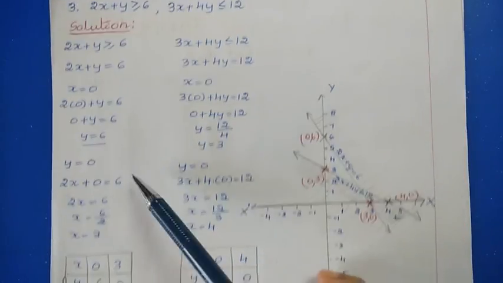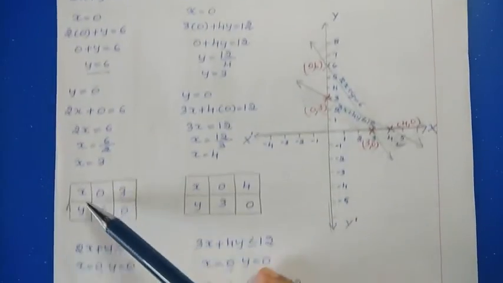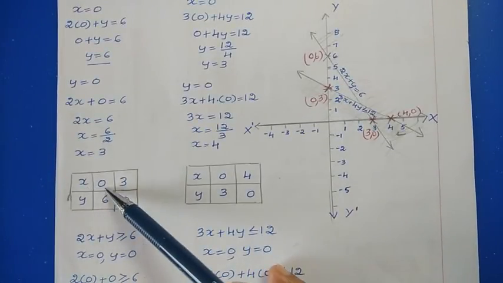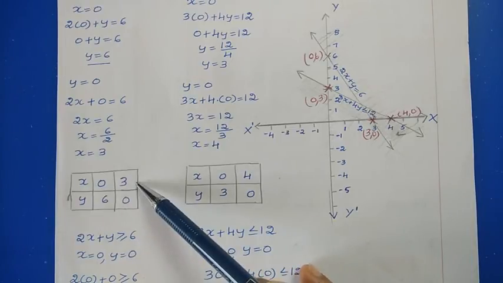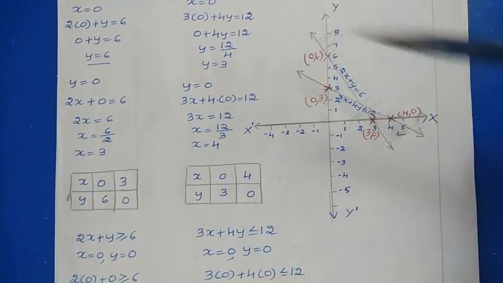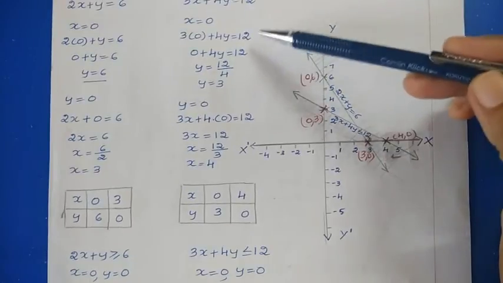So now here we got the solution for this inequality, that is one solution is x is equal to 0 and y is equal to 6. Another solution is x is equal to 3 and y is equal to 0. Next, again let us find the solution for this inequality.